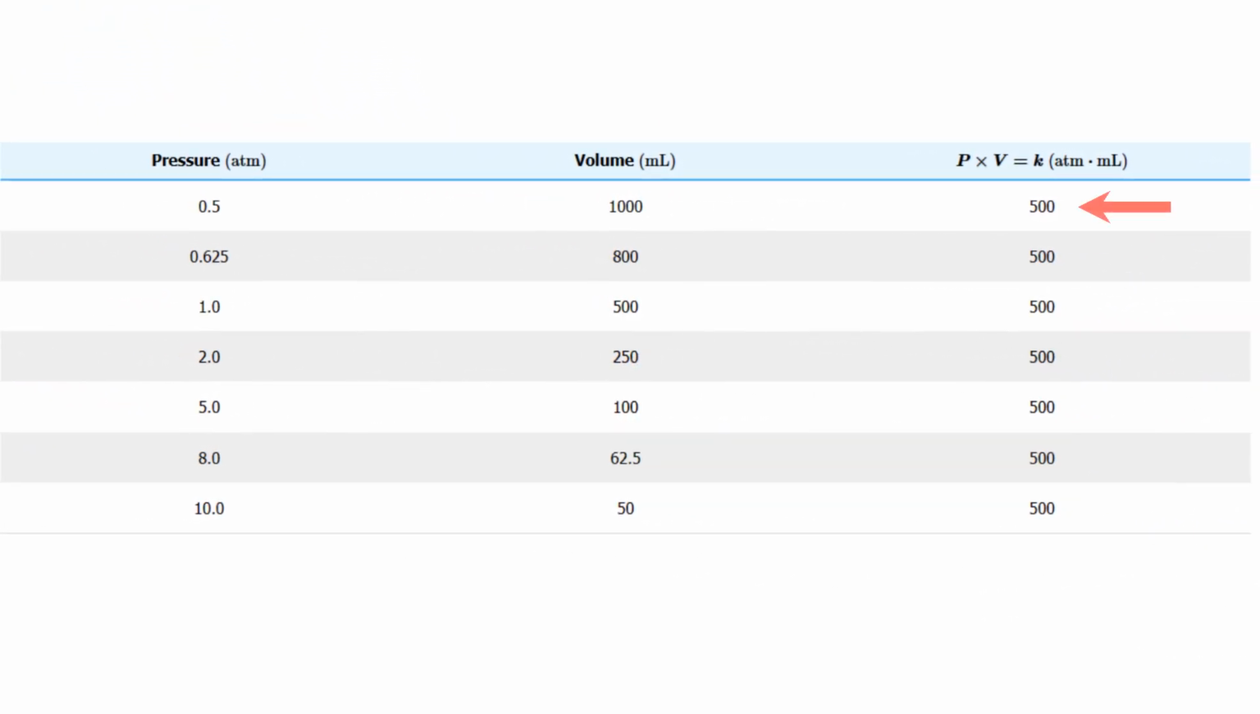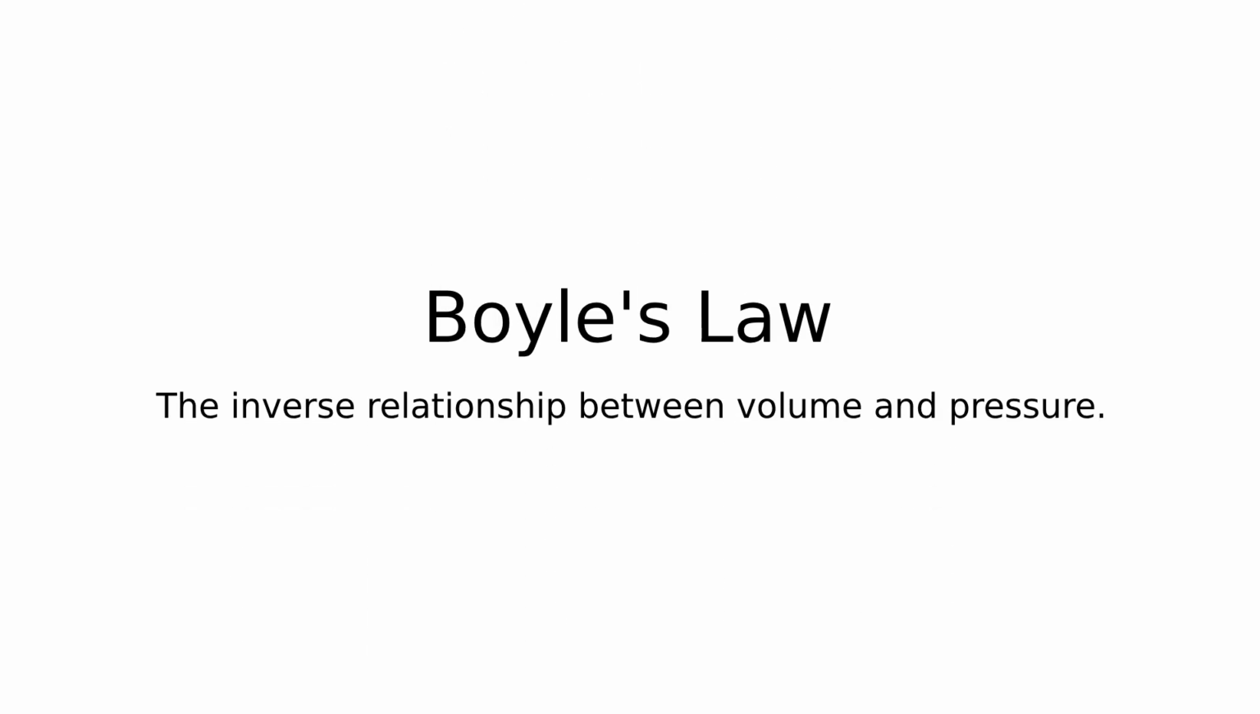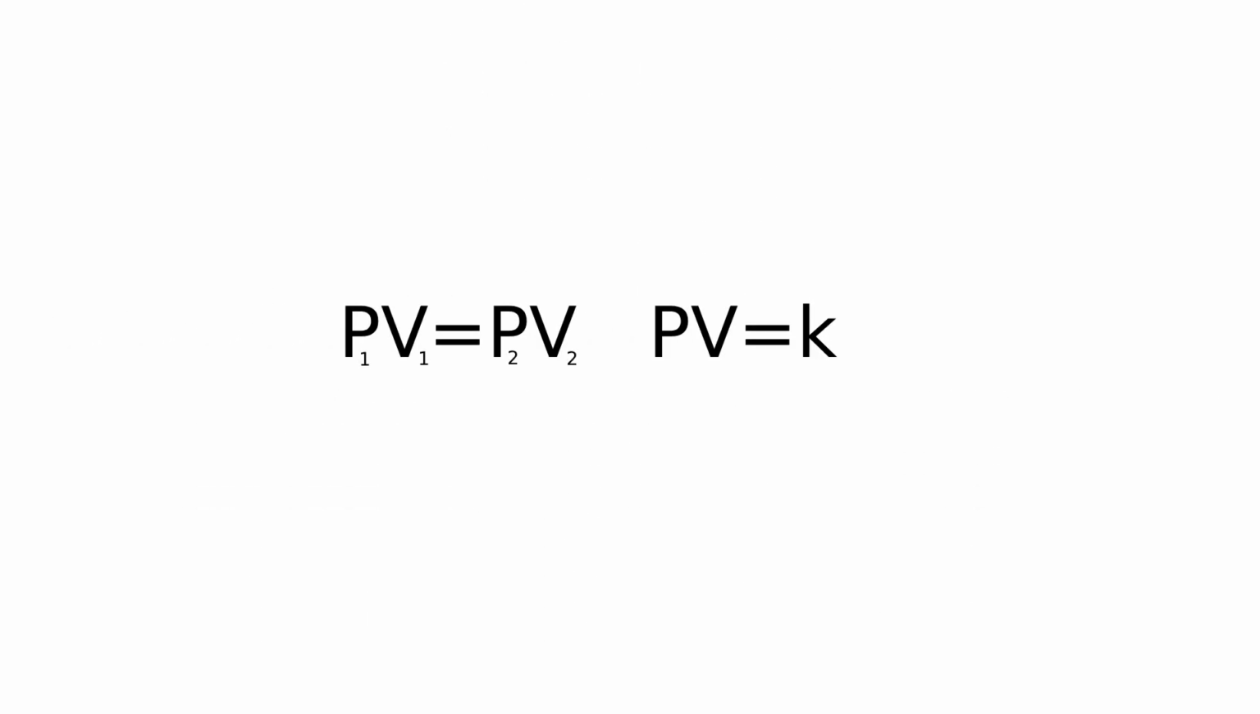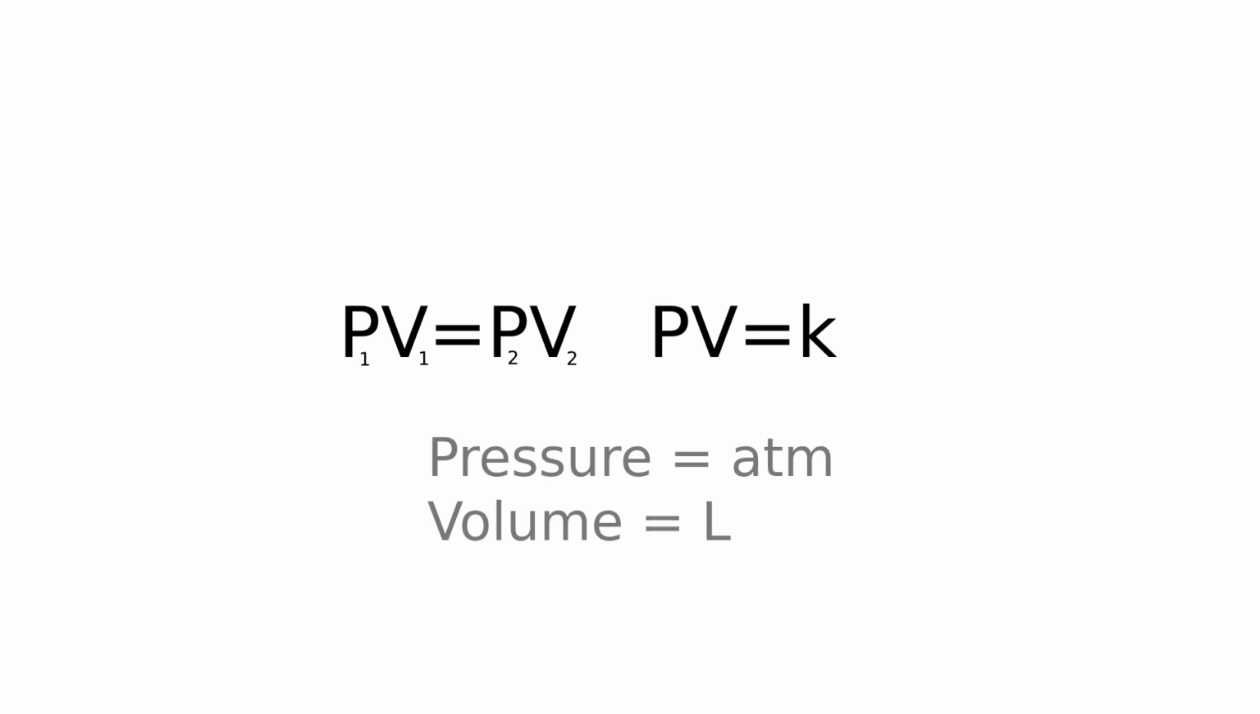No matter how high or how low the pressure and volume were, they would equal the same number when multiplied together. This inverse relationship between pressure and volume is called Boyle's Law, and is represented by these two equations here, where P equals pressure, V equals volume, and K is a constant value. The units for pressure is atm, and the units for volume is liters. For Boyle's Law to function properly, you have to make sure the temperature remains constant.